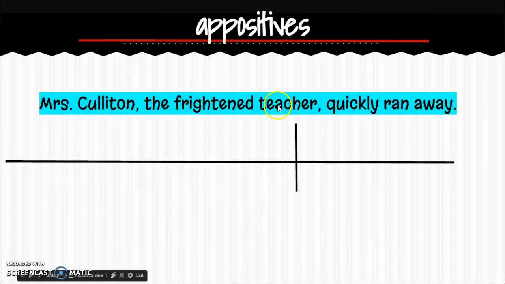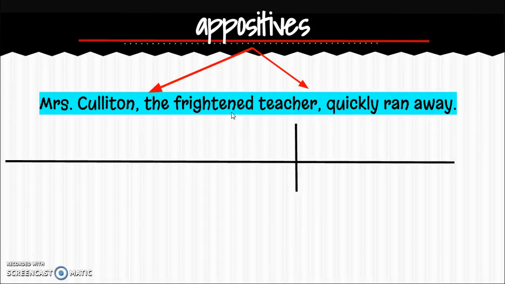Mrs. Culleton, the frightened teacher, quickly ran away. You can see my commas here separate that appositive. You can take that appositive out. Mrs. Culleton quickly ran away. But now I have a little more context to who is Mrs. Culleton. She's the frightened teacher.